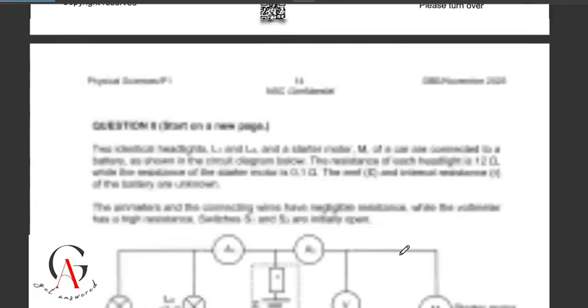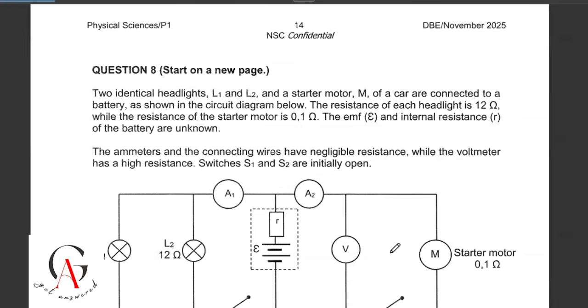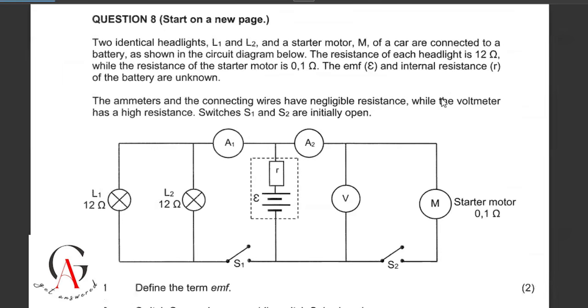All right, then question number 8. Two identical light bulbs, L1 and L2, together with the starter motor of a car, are connected to the battery as shown in the circuit below. The resistance of each bulb is 12 ohms, while the resistance of the motor is 0.1 ohm. The EMF and the internal resistance are unknown.